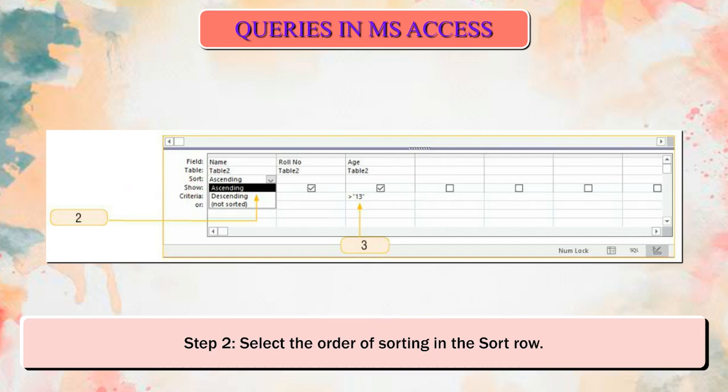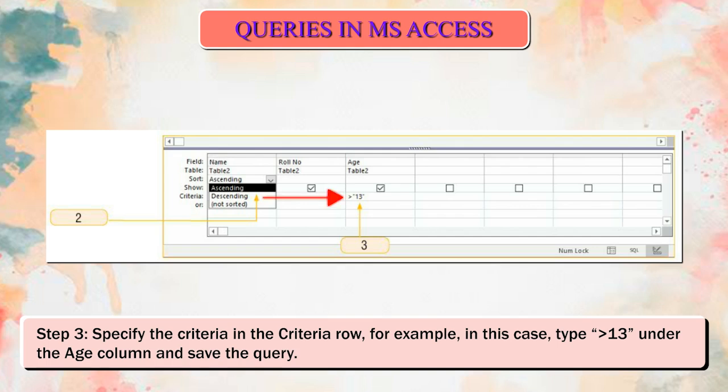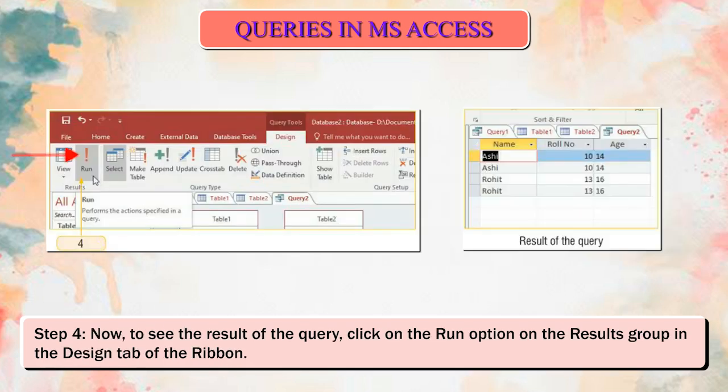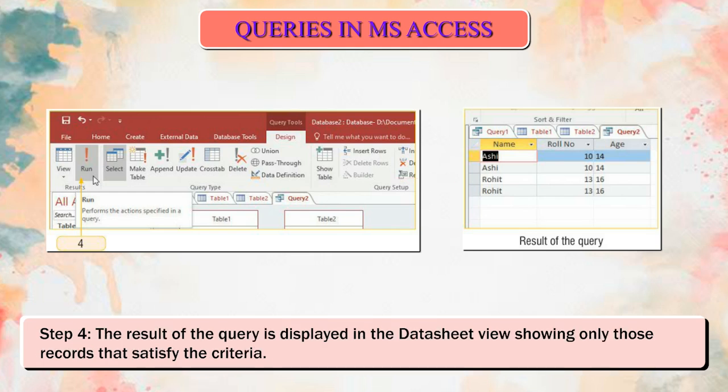Step 2. Select the order of sorting in the sort row. Step 3. Specify the criteria in the criteria row. For example, in this case, type greater than 13 under the age column and save the query. Step 4. Now, to see the result of the query, click on the Run option on the Results group in the Design tab of the ribbon. The result of the query is displayed in the datasheet view showing only those records that satisfy the criteria.